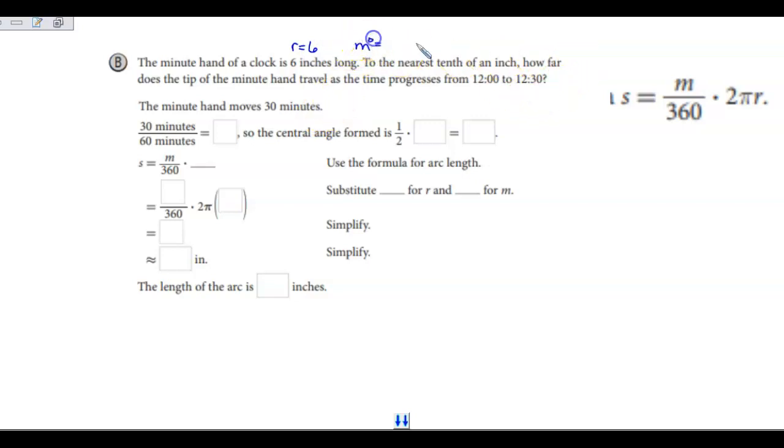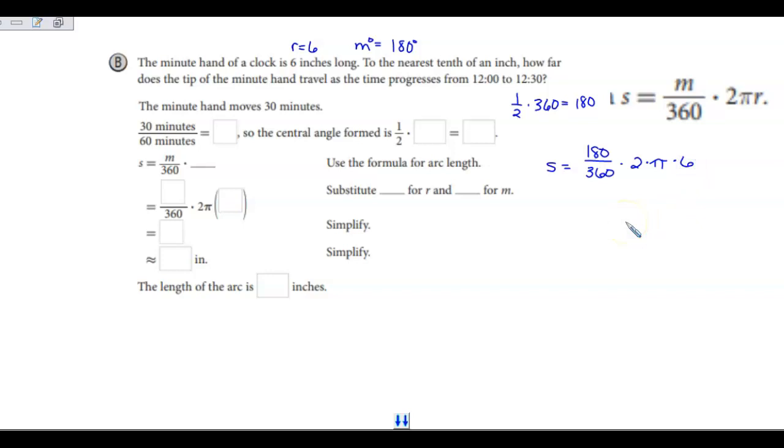So if I look at 12 to 12:30, well, I know that that's 30 minutes. So that's half an hour. So if I take half an hour times my 360, I get 180. So my angle degree of that arc is going to be 180 degrees. So let's go ahead and plug that into our formula. So we have our arc length is going to be 180 over 360 times 2 times pi times our radius, which we said was 6.